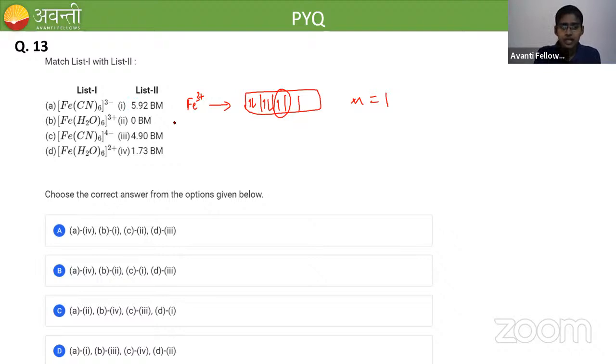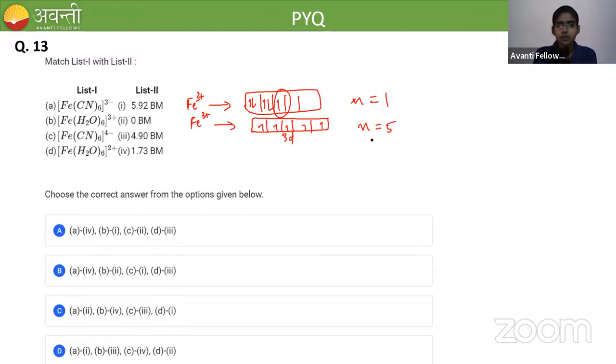Then coming to the second complex, the oxidation state of iron is again +3 since water is a neutral ligand and it is a weak field ligand. So in case of a weak field ligand, all the d5 electrons are not going to get paired with each other, so n is going to be 5. So the answer will be 5.92. Okay, B goes to 1.